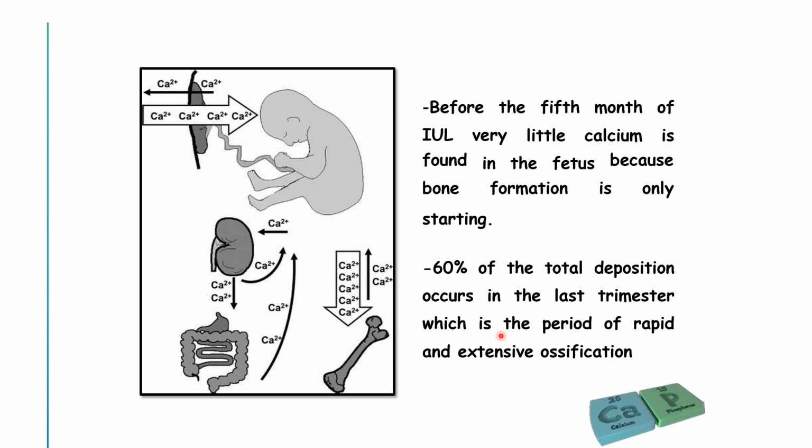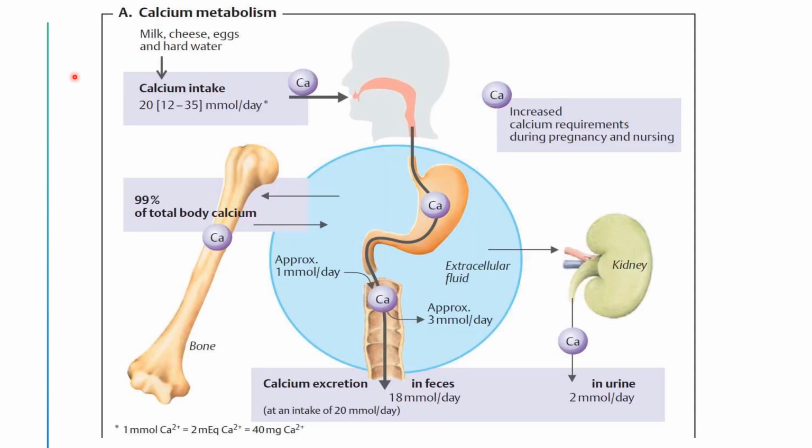After birth, the process of bone remodeling or bone ossification takes place as the child grows. This is the picture of calcium metabolism. From milk, cheese, eggs and hard water, which are the sources of calcium, we get roughly 20 millimoles per day, or 12 to 35 millimoles per day. 1 millimole of calcium is equal to 40 mg of calcium.